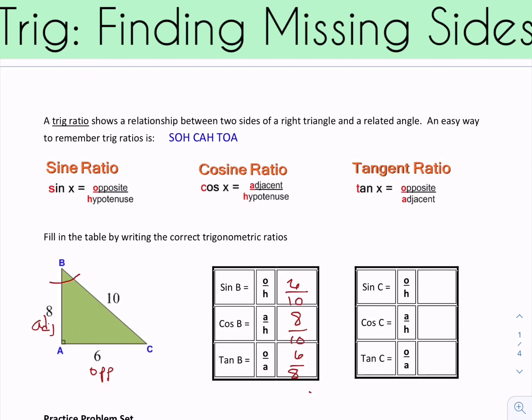Now let's change our reference angle. So let me change colors here for you. And now C is our reference angle. Go ahead and pause the video and see if you can figure out the sine of C, the cos of C, and the tangent of C.